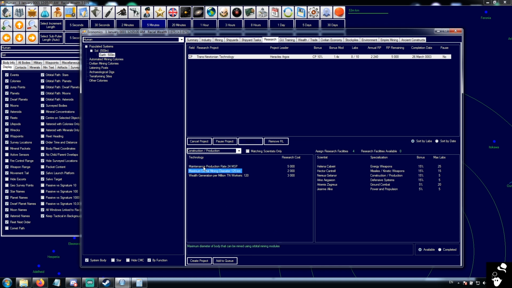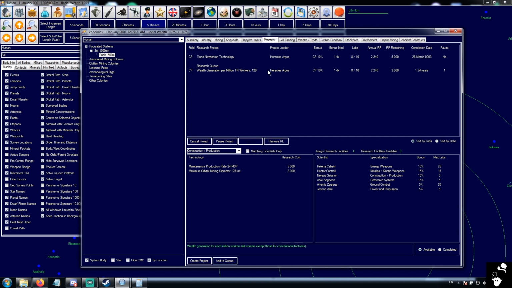So we can go ahead and add this to queue, and you can see here wealth generation assigned to Heracles, and he's going to be assigned to that. Even if you don't care about the next project, you want to have something there, because when he finishes, any overflow research points generated during that production cycle that are not allocated to finish off whatever he's working on will get allocated to the next project. This does not happen if it's not queued.